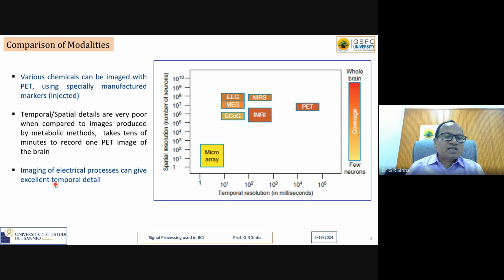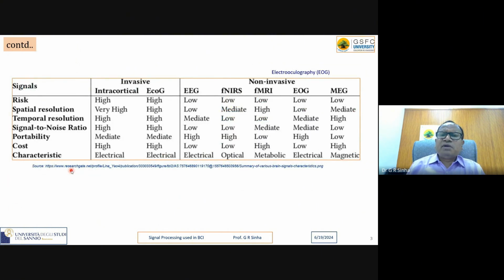Imaging of electrical processes can give excellent temporal electrical details. It's not excellent, but medium value. I think this is not a new slide. This was already appearing in the previous one. You see the EEG comparison in terms of spatial resolution and temporal resolution.